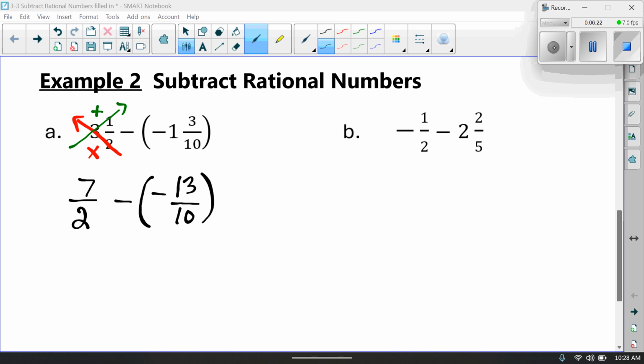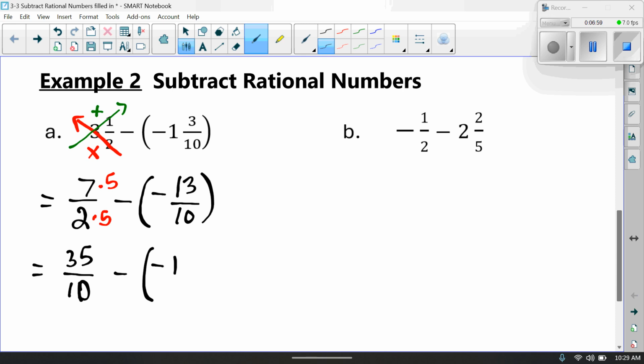10, because both of those numbers can be divided into 10, right? Does that make sense? So the second fraction already has a denominator of 10. What do I have to do to the first number? By 5. Very good. So we're going to multiply times 5. So 7 times 5 is 35. So this is going to be 35 tenths minus a negative 13 tenths.